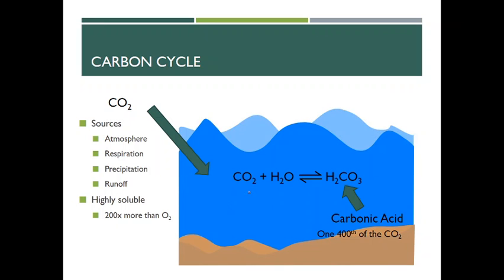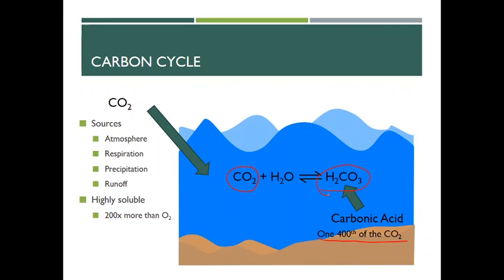Now, there's a reversible reaction where when you get CO2 in water, some of it combines with that water and makes carbonic acid. Now, it's only 1/400th of the CO2. So if you put in 400 CO2 molecules, you'll on average only make one carbonic acid. That's not really true, though. That's not actually what's happening, right?